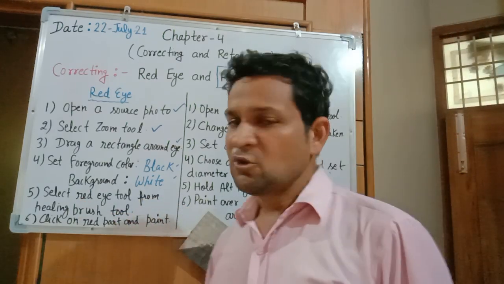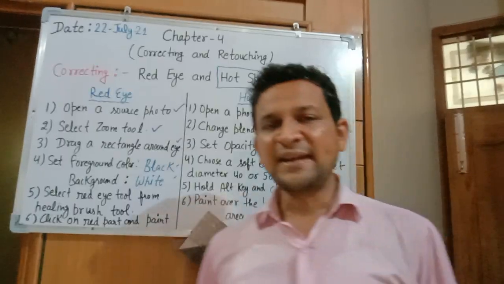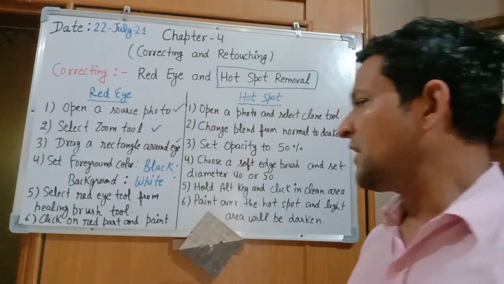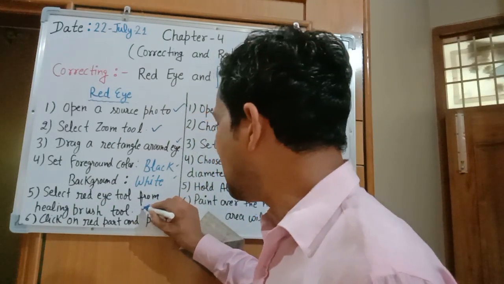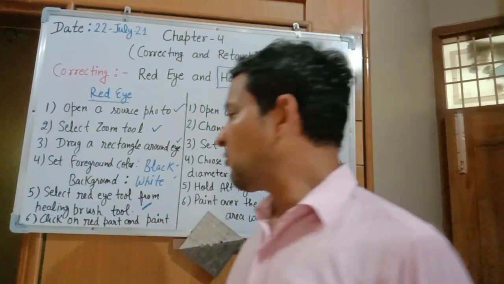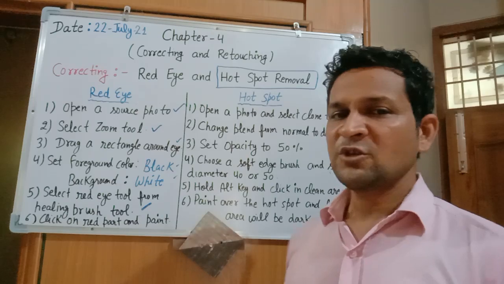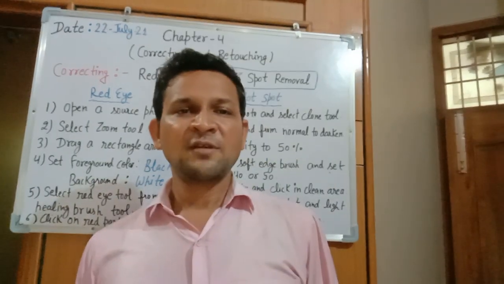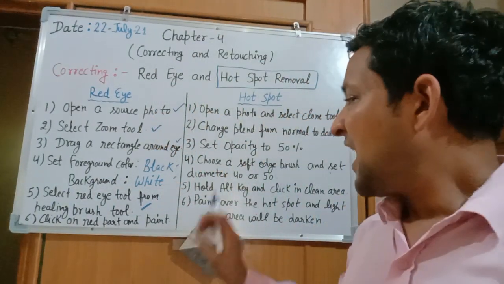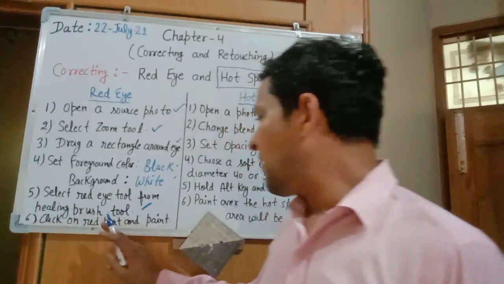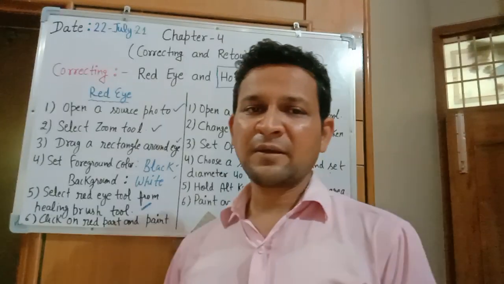Afterward, you need to select the red eye tool. And the red eye tool, you will select from which part? You will select it from the healing brush tool. You will click on the healing brush tool. In the healing brush tool there will be an option of red eye tool. You have to select that tool from the healing brush tool. After selection of this tool, what will you do? You will click on the red part and start painting.